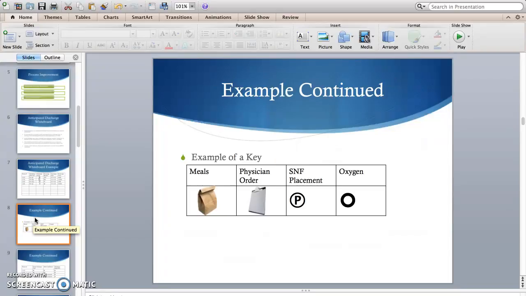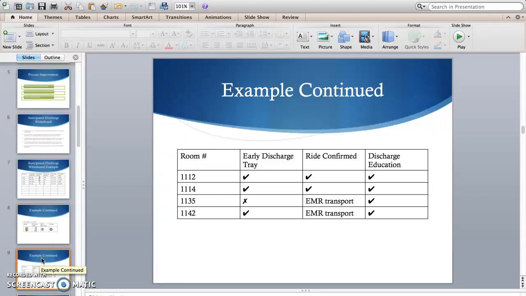So this is an example of the key. The little lunch bag means meals. The little clipboard means physician orders. You have a P for sniff placement and then O for oxygen. And then this key would be placed on the board so that everybody could see what they mean, but it's not being written on the board. And then this is the early discharge tray, ride confirmed, and discharge education, just to facilitate discharges within a timely manner.